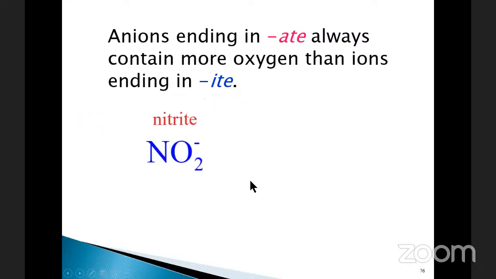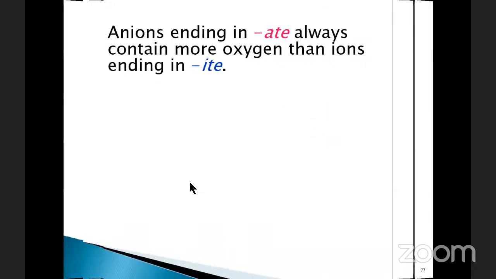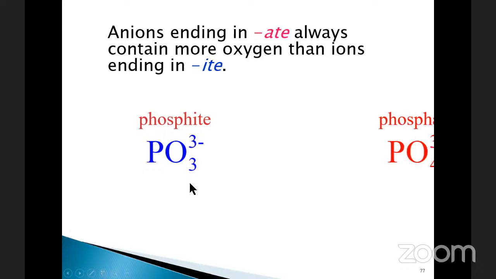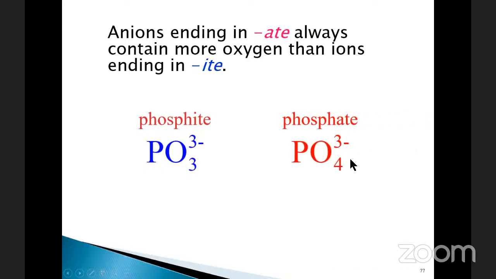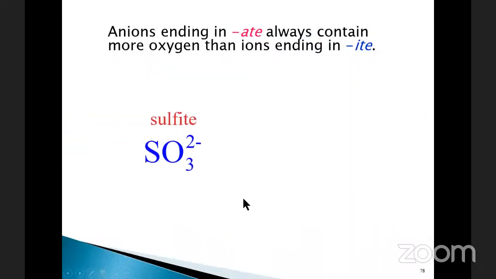So, for example, if you compare these two, right, this is called the nitrite ion and this is called the nitrate ion. And you'll notice that the nitrate has 1 more oxygen compared to the nitrite ion, all right? Another example here is the comparison between the phosphite ion and the phosphate ion. Again, you'll notice that the phosphate ion has 1 more oxygen compared to the phosphite ion, all right? I think there's one more example here, comparing the sulfite and the sulfate ion. Again, you see that the sulfate has 1 more oxygen compared to the sulfite.